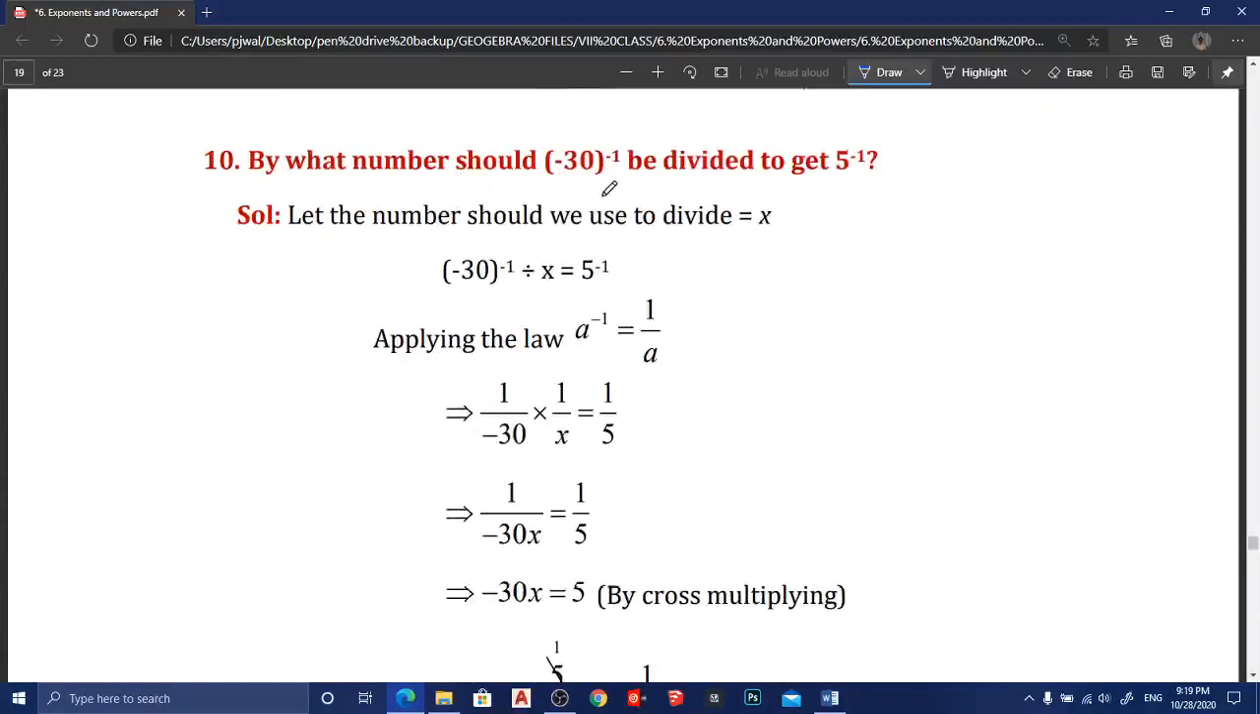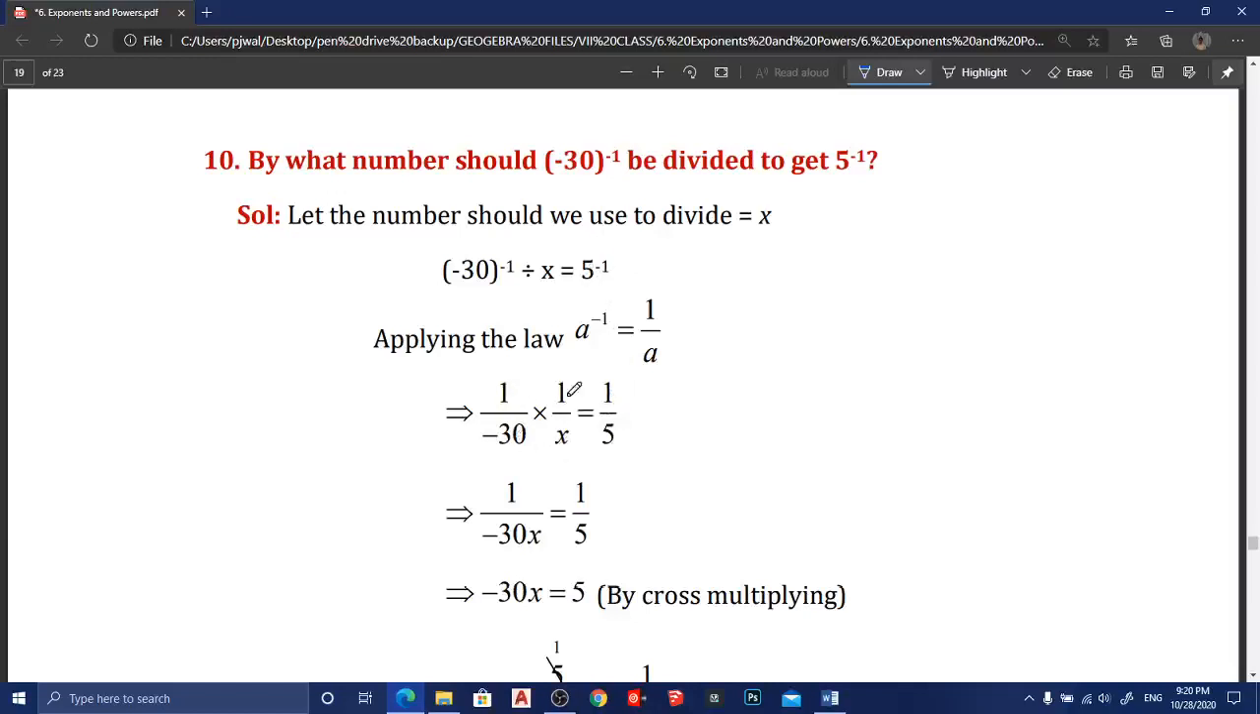By what number should minus 30 to the power of minus 1 be divided to get 5 to the power of minus 1? Same problem as the previous one. Let the number used to divide be x. So minus 30 to the power of minus 1, if you divide this with x, you will get 5 to the power of minus 1 as the quotient. This expression I am converting into a convenient form, which is 1 by minus 30 into 1 by x is equal to 5 inverse, which you can write as 1 by 5.